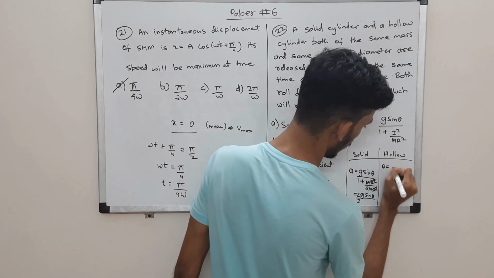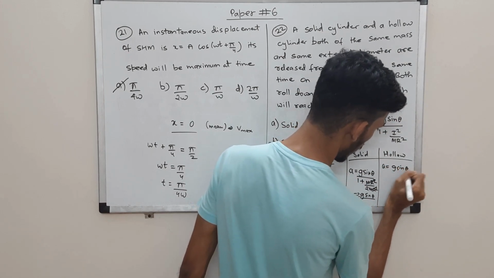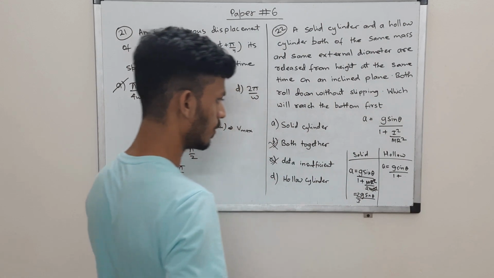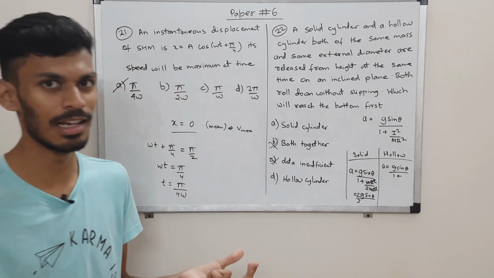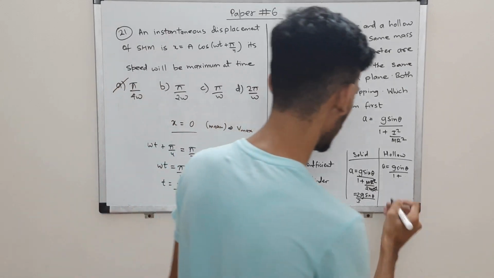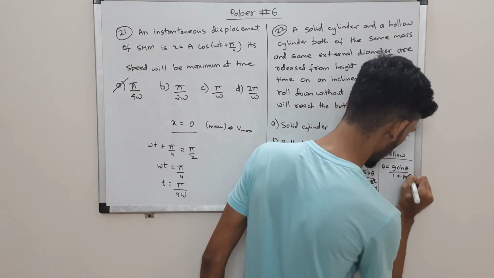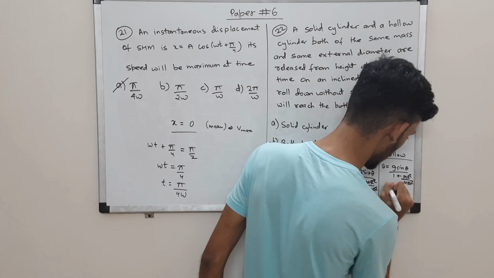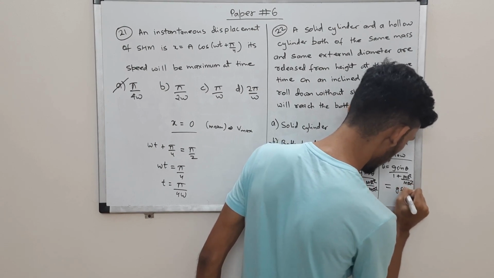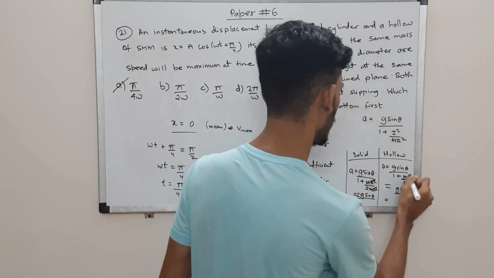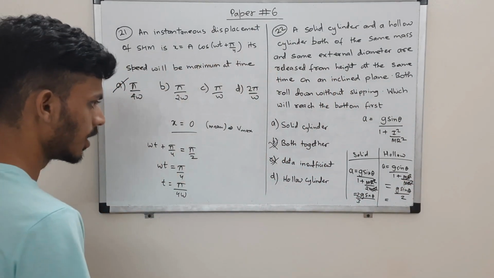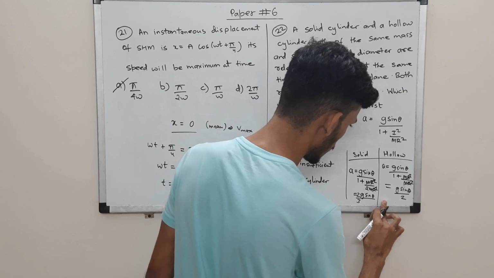Let's compute it for the hollow one. That will be g sin theta upon 1 plus the moment of inertia for a hollow cylinder. Hollow cylinder is just like a ring. So it's simply mr square, and mr square will get cancelled, and it is g sin theta divided by 2, 1 plus 1, that is 2. So if you compare these two, which one is greater?